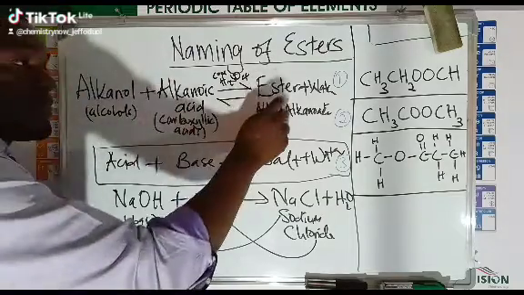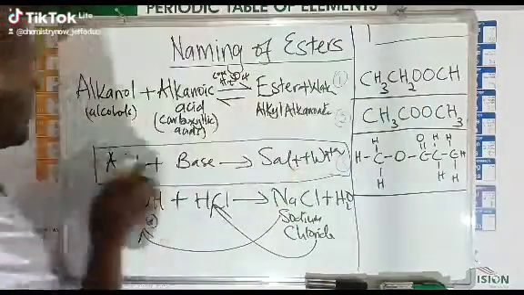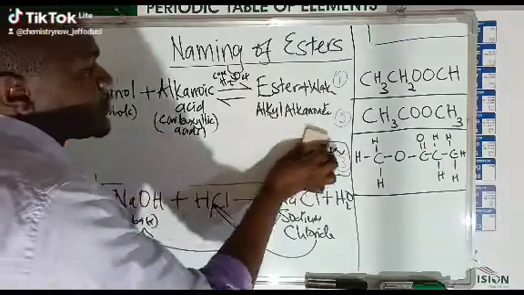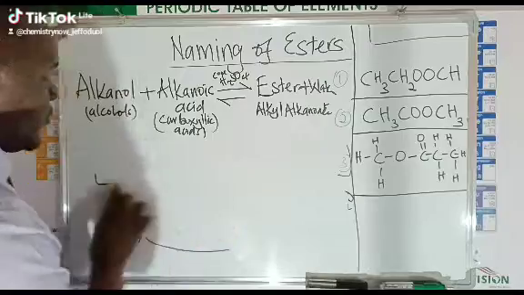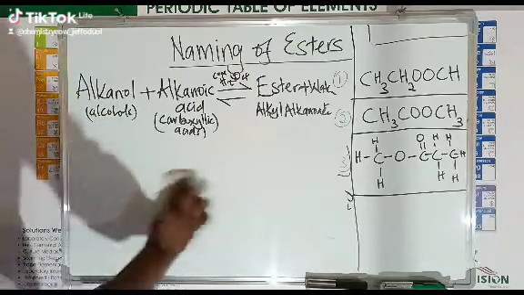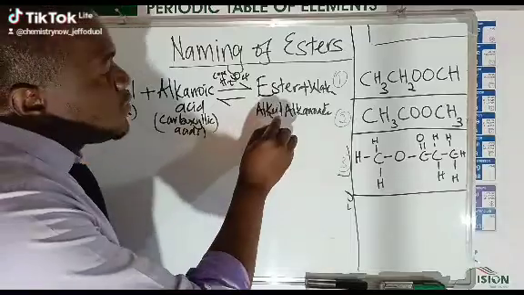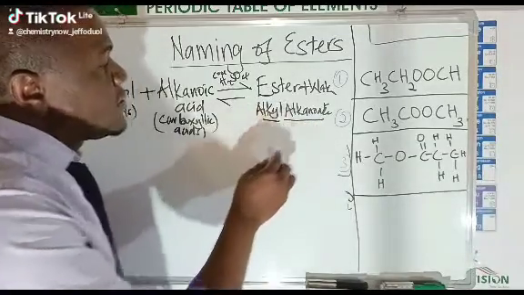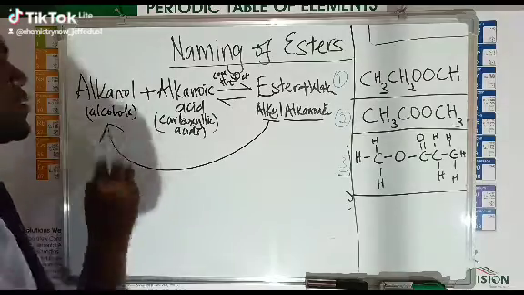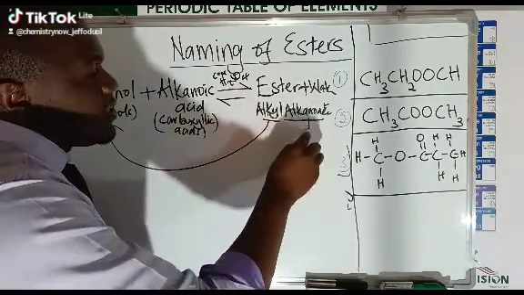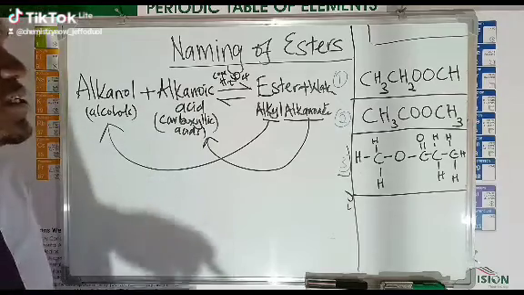Now the same applies when you're naming an ester. You can see that the ester has two parts. The name of an ester has two parts, alkyl alkanoate. Now, the alkyl part will always come from the alcohol, and the alkanoate part of the name will always come from the alkanoic acid that is used.